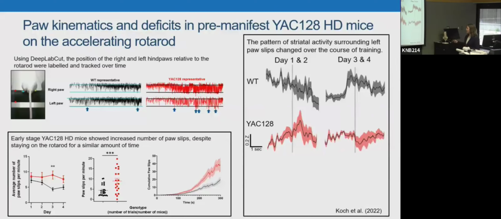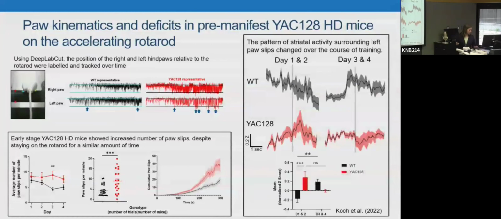Whereas in YAC128, instead, we definitely don't see that increase in activity, and instead maybe even a slight dip in activity right after the paw slip happens. So this is just summarized with this graph at the bottom here showing activity on day 1 and 2 versus 3 and 4. But this was a really interesting result, potentially some kind of neuroplasticity, a change in signaling in the brain in the wild type mice that is perhaps helping them learn to respond to the paw slips that we're not having in the YAC128 mice.